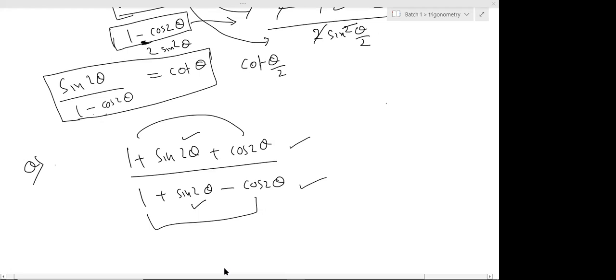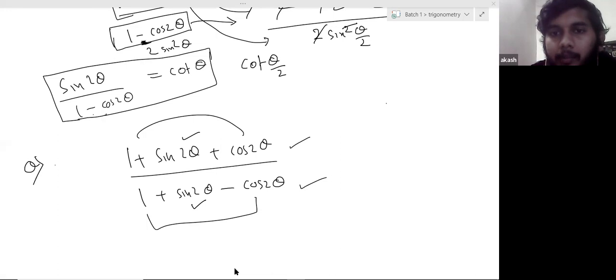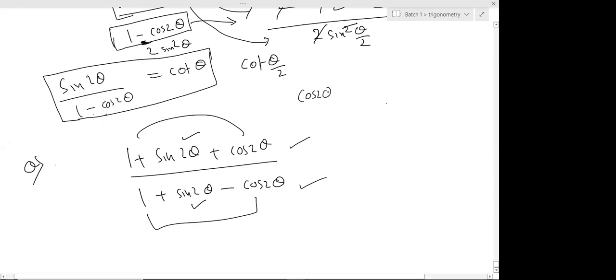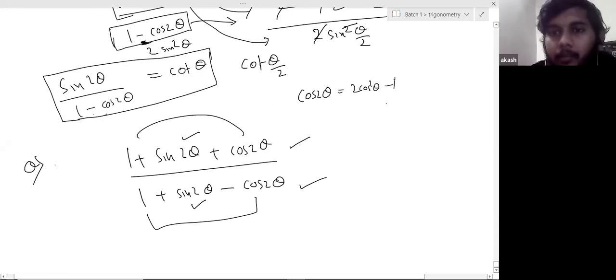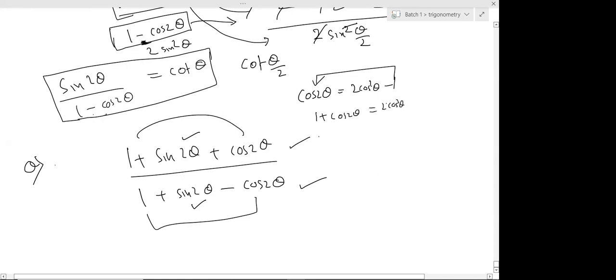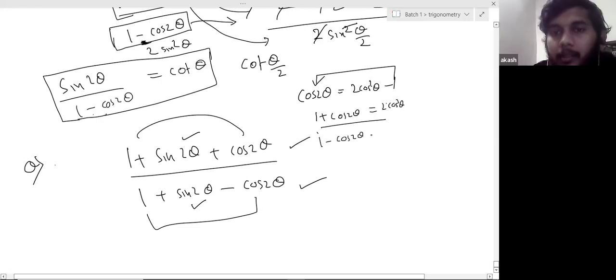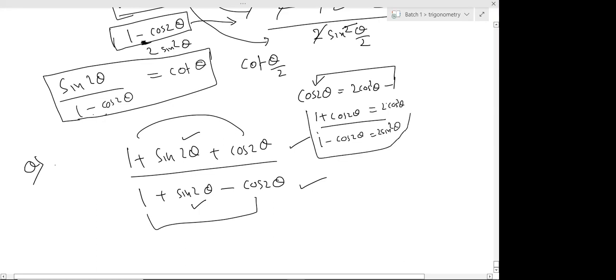Shabya, what is the cos 2 theta formula? Do you know this formula? Yes, sir. 2 cos square theta minus 1. Right, 2 cos square theta minus 1. So if you take this minus 1 to this side, we'll get 1 plus cos 2 theta as 2 cos square theta. Alright, in the same way, please write it down also. 1 minus cos 2 theta is 2 sin square theta. Very important formula.